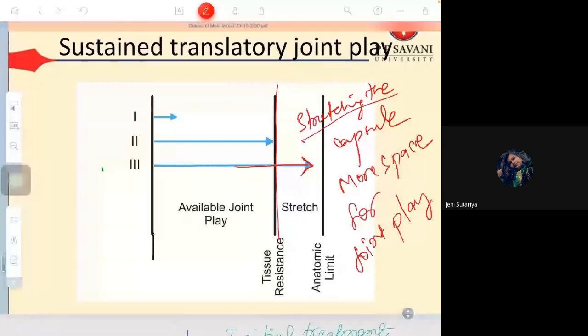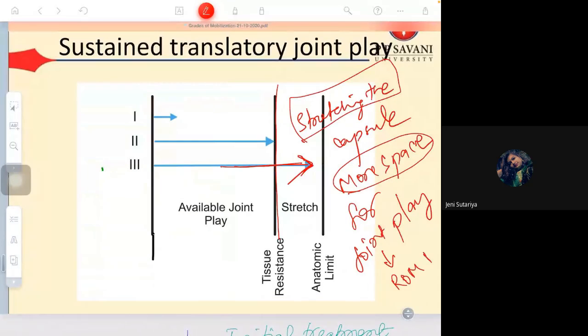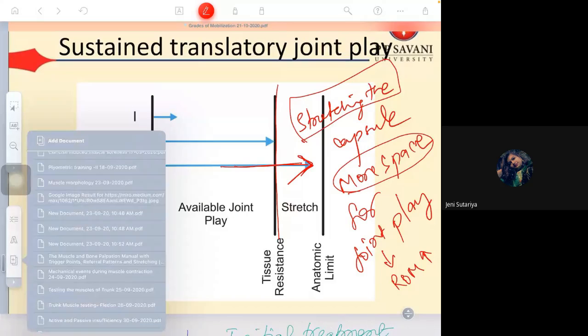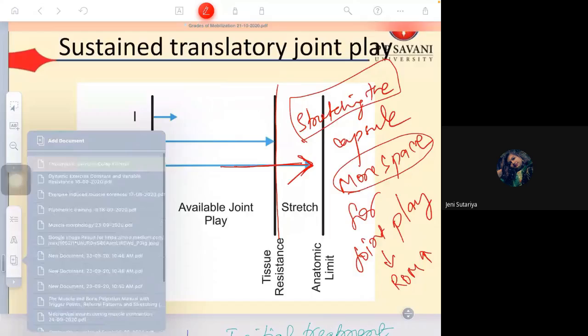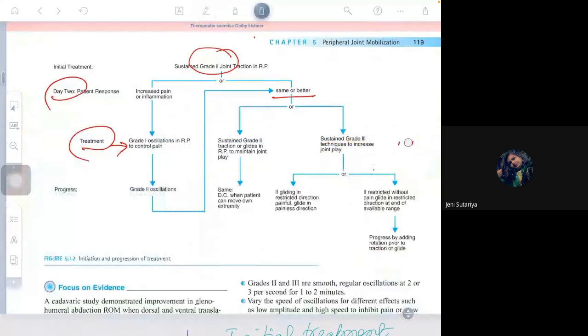Why is the capsule stretched? Because you are crossing the resistance. If the capsule is stretched, there will be more space available for joint play. If joint play is increased, range of motion is increased. Okay. So first you are giving grade 3 technique to increase joint play.